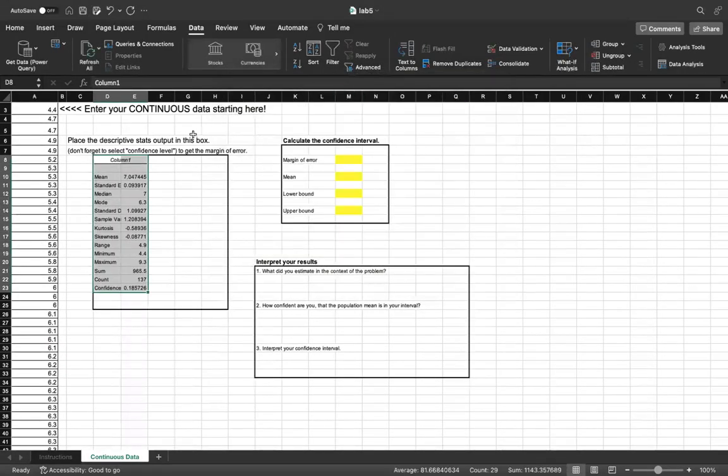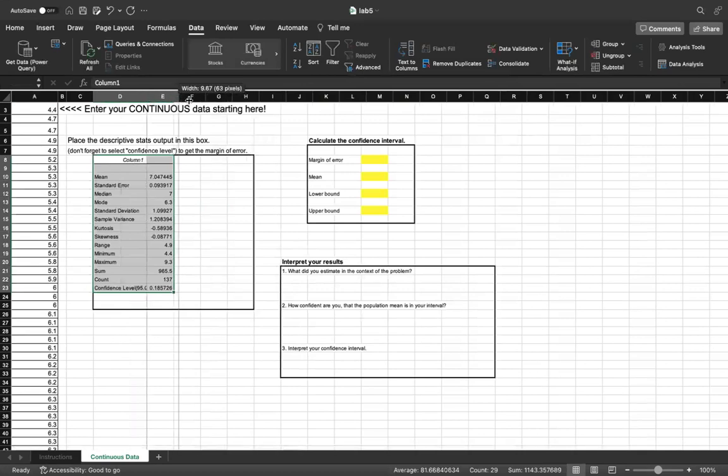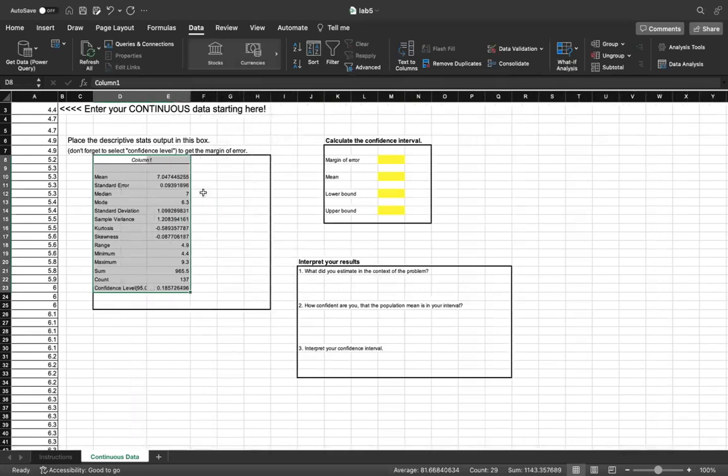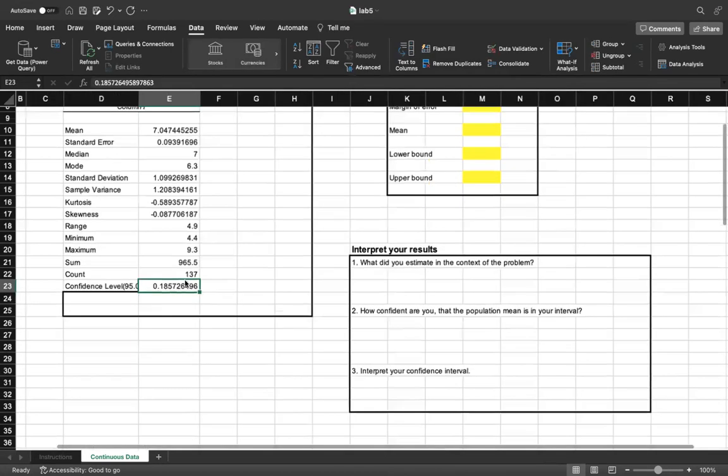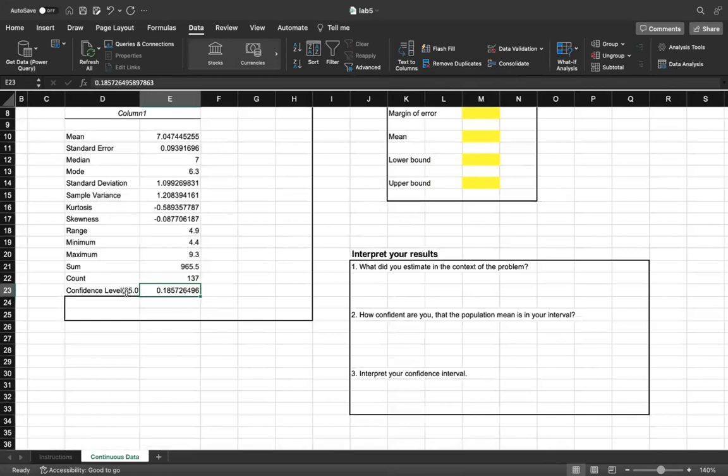And it's going to paste my descriptive statistics here. I'm going to make them bigger. So all of the stuff we had before is here. But this right down here is the one we want to look at, this highlighted here. Even though it says confidence level, this is your margin of error. Let's see if I can make it bigger. This is confidence level 95%. That's your margin of error right there.